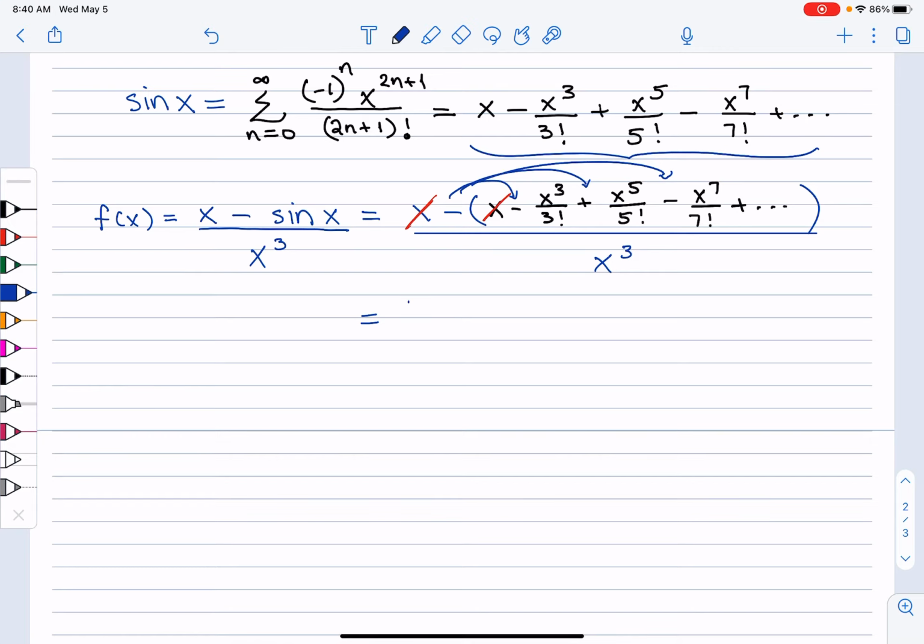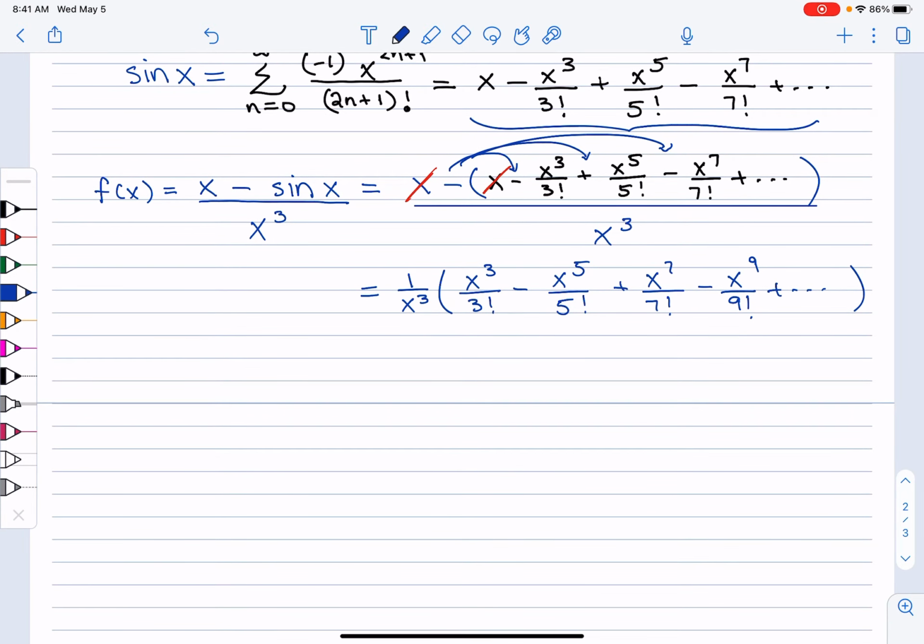I'm going to write it down as 1 over x to the 3rd times, and then we're going to have x cubed over 3 factorial minus x to the 5th over 5 factorial. So I changed the division to multiplication of the reciprocal. And then we're going to have plus x to the 7th over 7 factorial. And then if we were to continue, minus x to the 9th over 9 factorial. And then the idea continues.